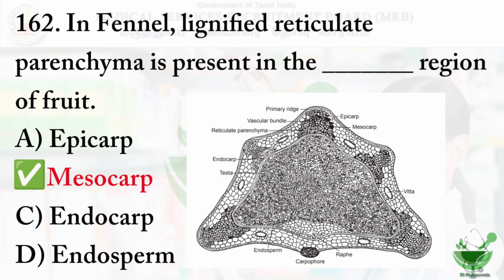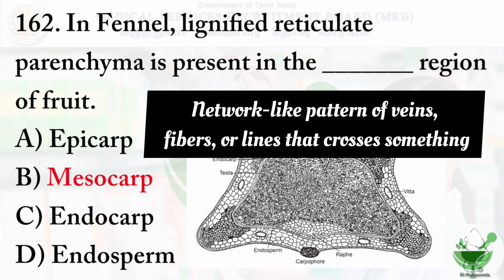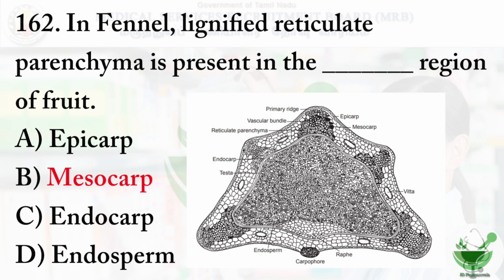So in the fruit structure, the outer layer is called epicarp, the middle layer is mesocarp, and the inner layer is endocarp. The seed layer is endosperm. The lignified reticulate parenchyma means a network-like pattern of veins, fibers or lines crossing something. Then question number 163.